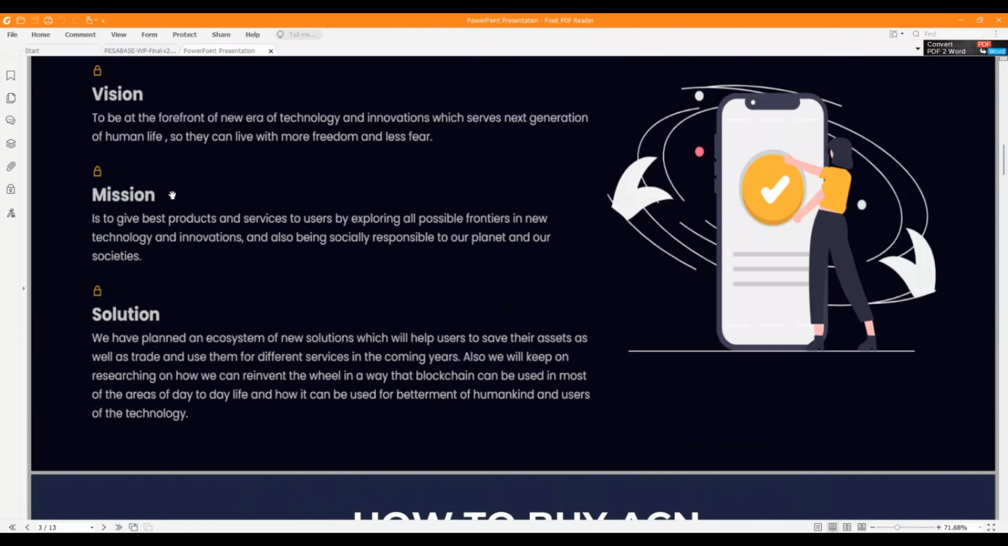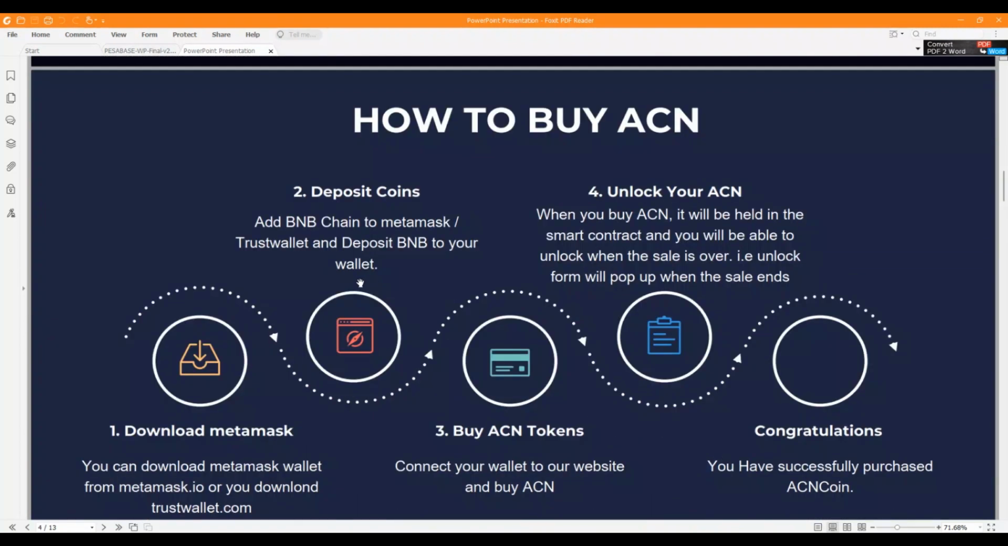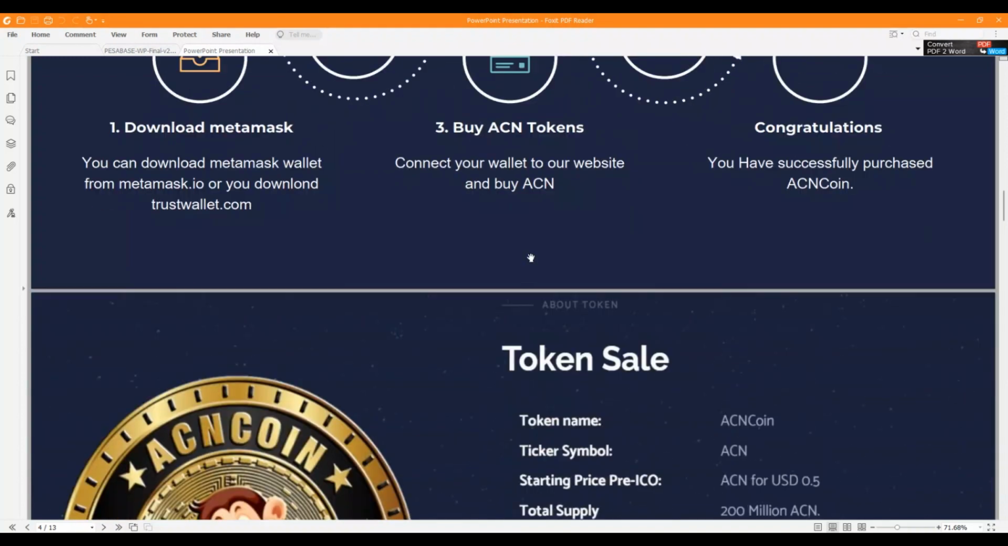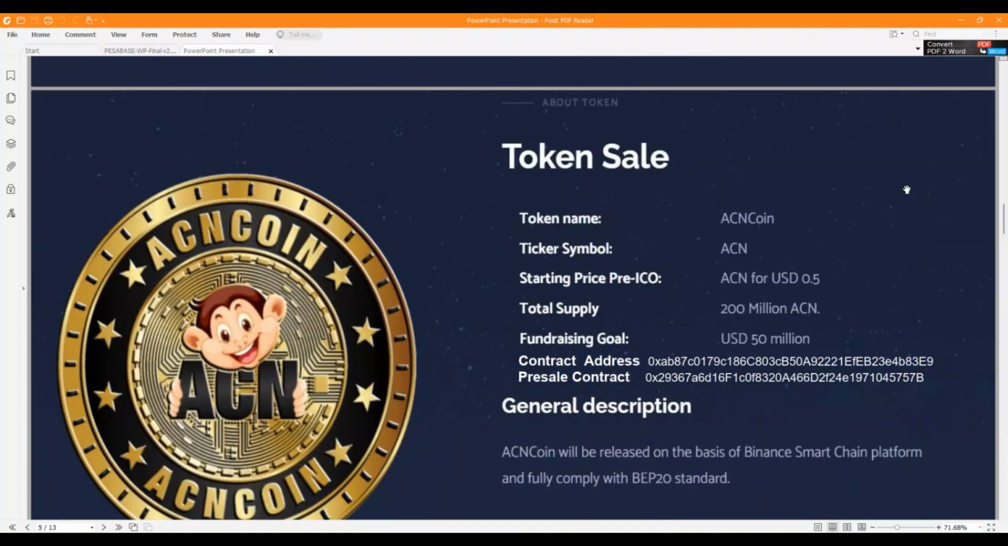Mission and solution. Now, how to buy ACN coin, okay? So they come here and they tell you how you're supposed to do it. You download MetaMask wallet from metamask.io or you download Trust Wallet from trustwallet.com. Then add BNB chain to MetaMask or Trust Wallet and deposit BNB to your wallet. Blah, blah, blah. By now, everyone knows how to do this, okay? Now, the token sale. The token name is ACN coin. The ticker is ACN. By now, you know what a ticker is.